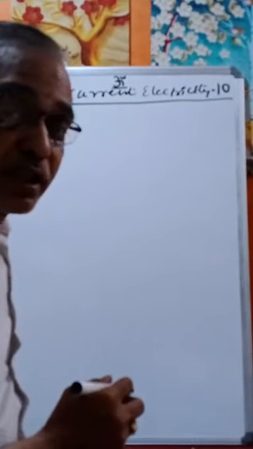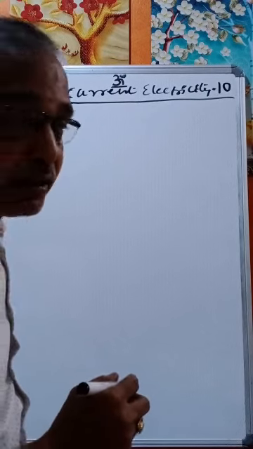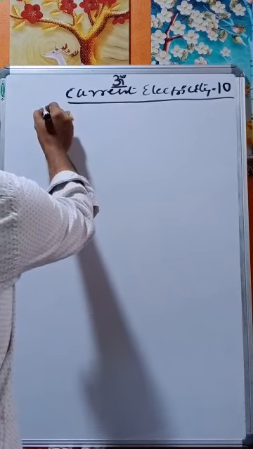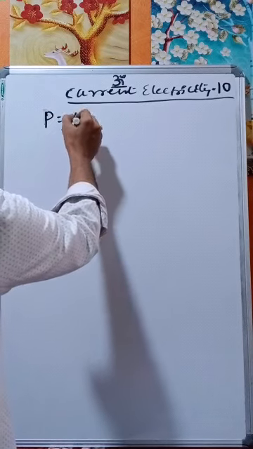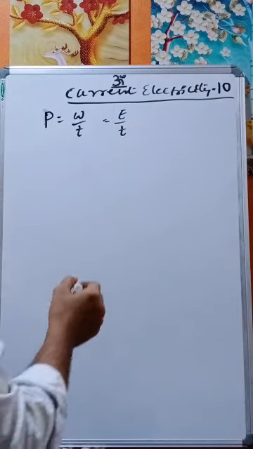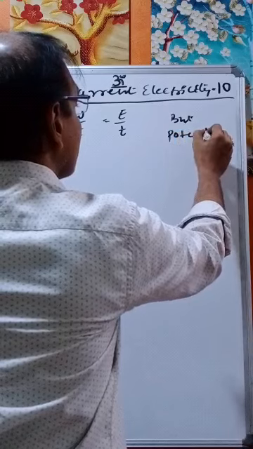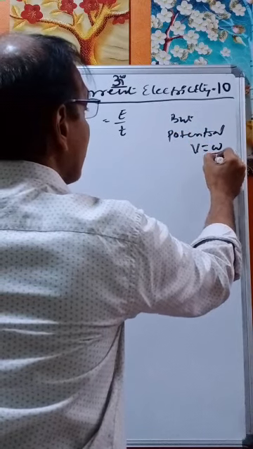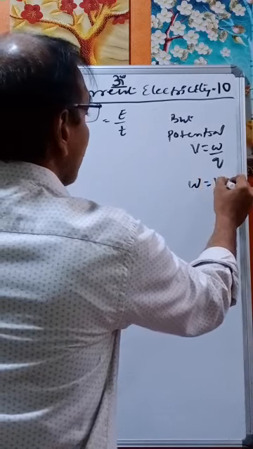Now, yesterday I discussed the power, the number of units consumed in the house, and also the power bill. I have given that power P is equal to work by time, and also energy by time. But we know that potential V is equal to W by Q, as we know from the first chapter. Therefore, W is equal to VQ.